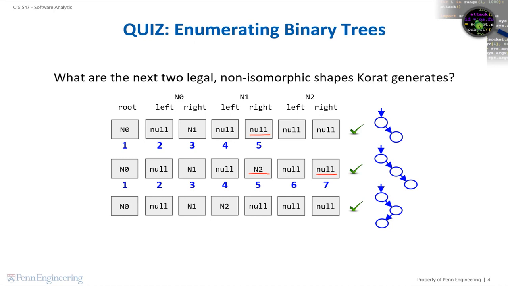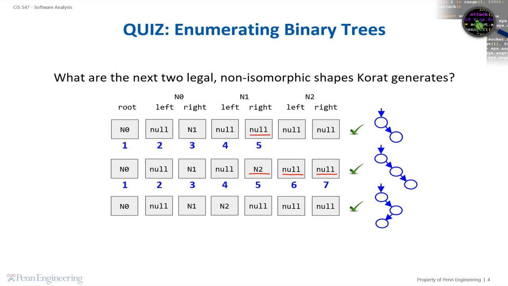Since n2.left is the second to last field checked by rep_ok, we start attempting to expand n2.left. But again, assigning anything other than null to n2.left results in an illegal shape. So, Korat discards all these test cases, sets n2.left to null, and backtracks to n1.right. Since n1.right is n2, the last node object, there are no more nodes that can be assigned to the field. Therefore, we set n1.right to null and backtrack again to n1.left.